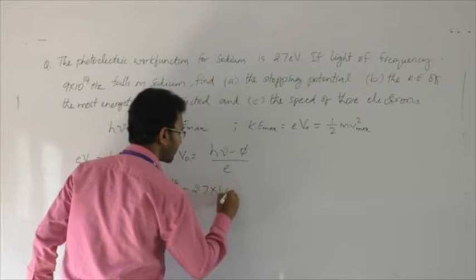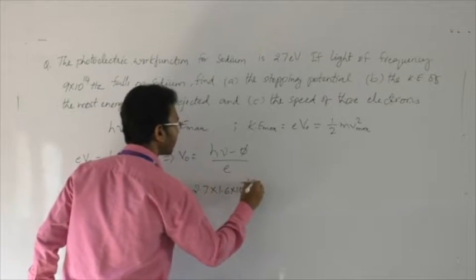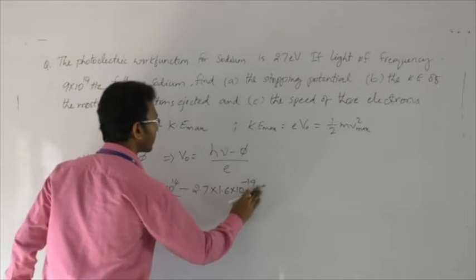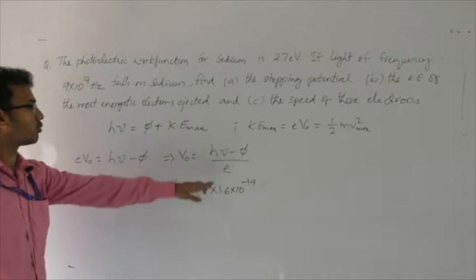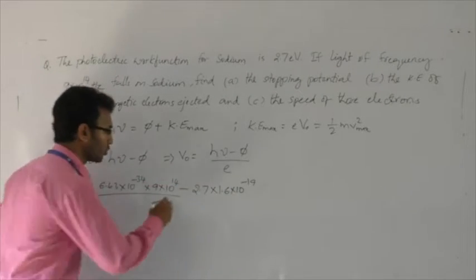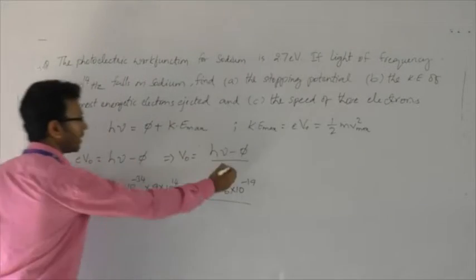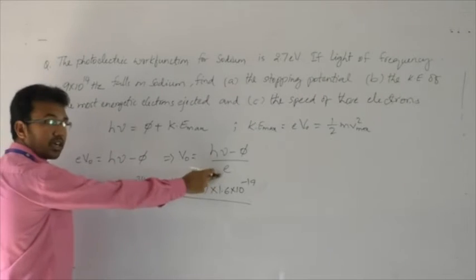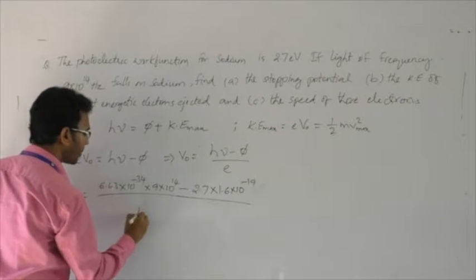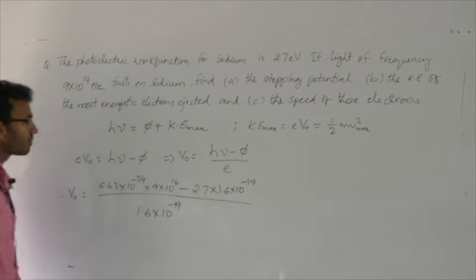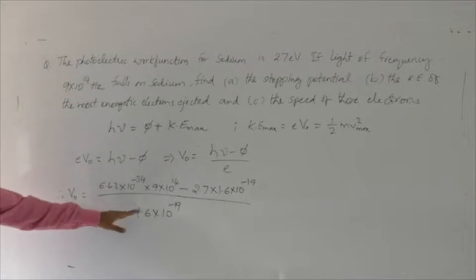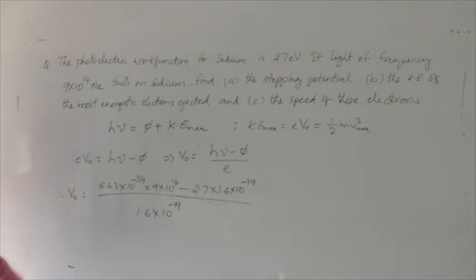2.7 into 1.6 into 10 power minus 19 joules. So this is the conversion: 1 electron volt is 1.6 into 10 power minus 19 joules. Divided by e. What is the charge of electron? 1.6 into 10 power minus 19 coulombs. Now let's simplify this, and we'll get the answer for stopping potential.